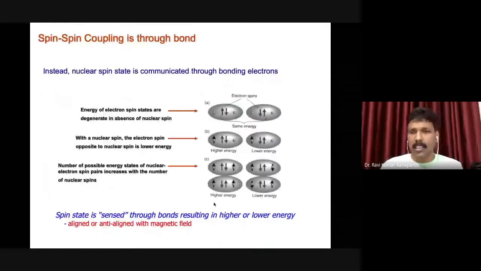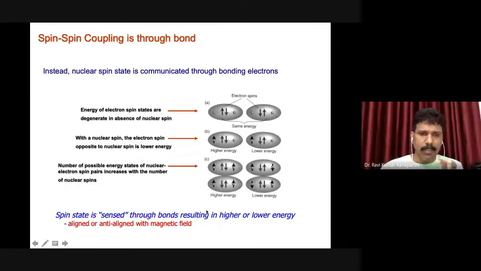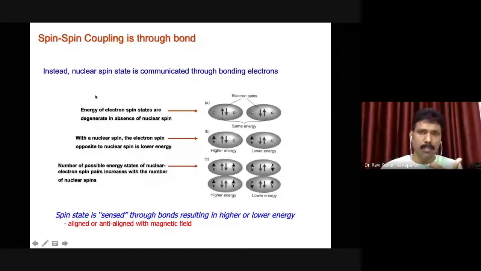And then there is a mechanism, referred to as the polarization mechanism, which explains how this interaction takes place. I will not go into too much detail, but I can give you a few details of how these things happen. The polarization mechanism explains the spin-spin coupling in NMR spectroscopy, right?